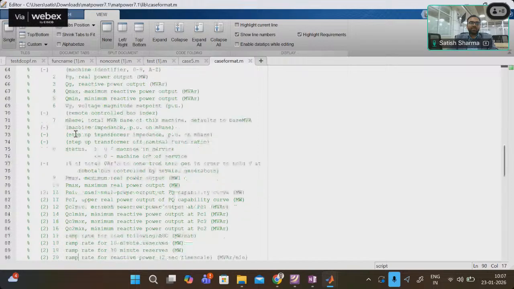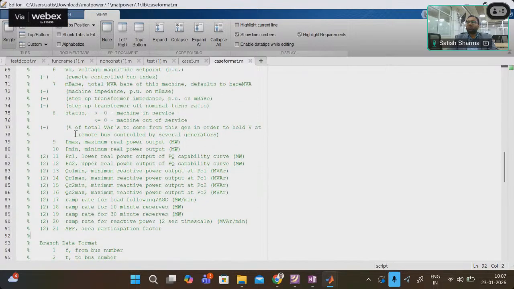Then certain capacities and ramp rates are available. Those will be used when we are solving unit commitment. But for OPF we don't need this information for the time being, to the extent that we are solving it. Then branch data is available here.